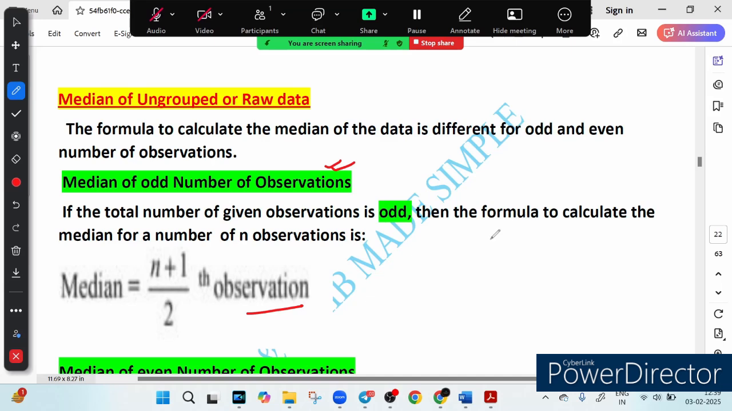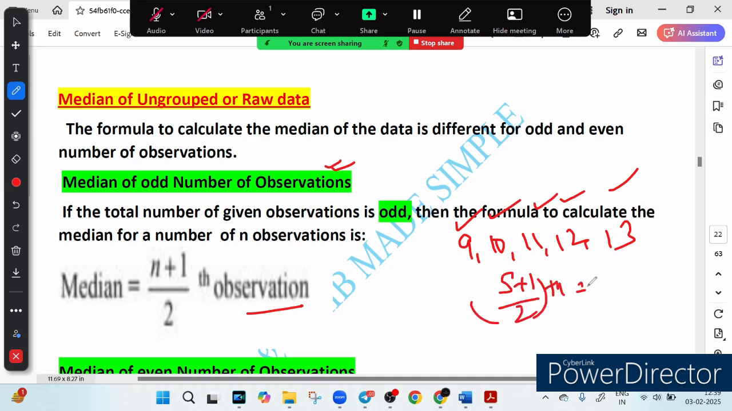For example, let's say we have taken 5 observations, like 9, 10, 11, 12, and 13, right? You see the number of observations: 1, 2, 3, 4, 5. 5 is odd, so 5 observations are there. So what you have to do is the (5 plus 1) upon 2th observation. First of all, you have to arrange in ascending order, right?